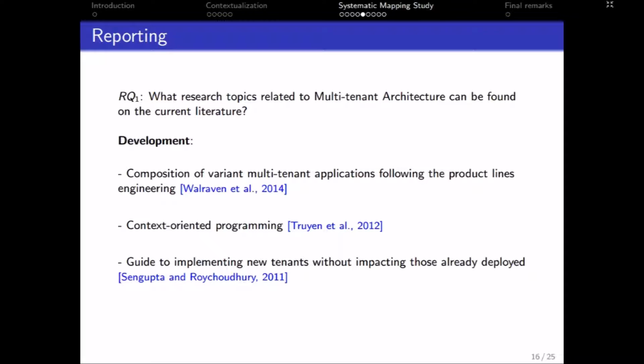Truyen et al. evaluated context-oriented programming for such applications, aiming to improve their development process. The main idea was to enable the customization of specific requirements for each tenant, providing positive results in terms of development effort. Sengupta and Roy Chaudhry showed a guide to implementing new tenants without impacting those already deployed.